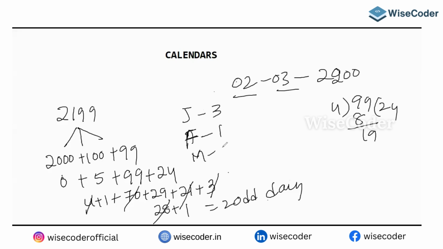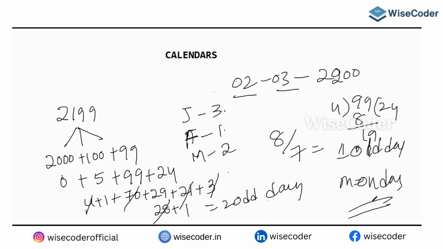March, in March, which day do you want? So 7 plus 2, 3 plus 2, 5, 5 plus 1, 6, 6 plus 2, 8. So 8 divided by 7, you will get what? 1 odd day. 1 odd day means that day is going to be Monday.